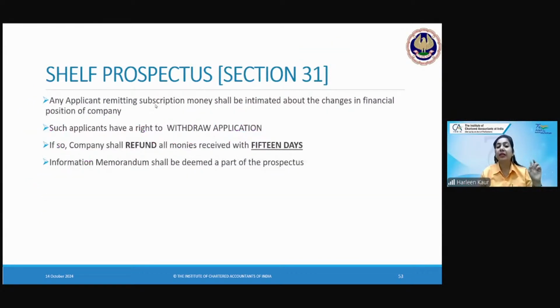Any applicant remitting subscription money shall be intimated. So I told you that example you can apply over here. Mr. A, who has already given me the advance money, shall be intimated about the changes. You will send the information memorandum to Mr. A, telling them about the changes in the financial position. They have the right to withdraw the application and the company will refund all the money received within 15 days.